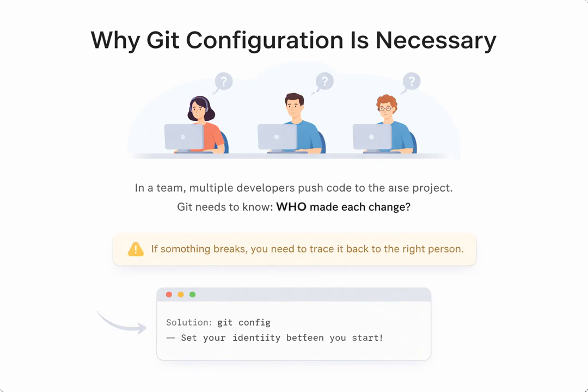Now, why do we even need to configure Git? Imagine you're working in a team of 3 developers, all pushing code to the same project. If something breaks, and things do break, you need to be able to trace back who made which change. Git needs to know your identity so it can attach your name to every commit you make. This is why right after installing Git, the very first thing you should do is configure it with your name and email. It's not just a formality, it's essential for accountability in any collaborative project.